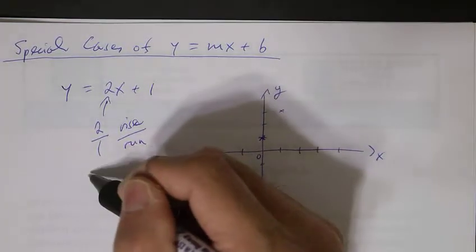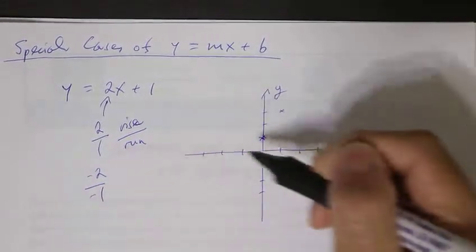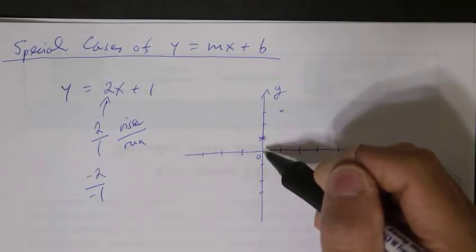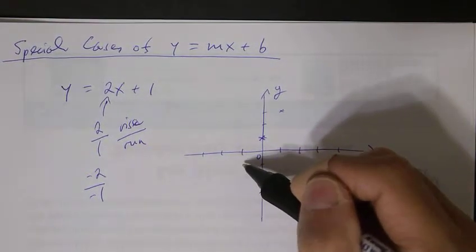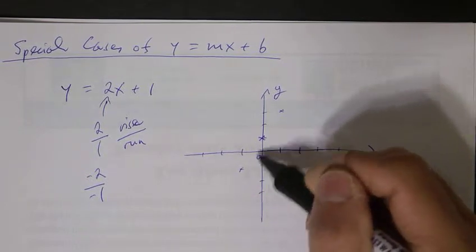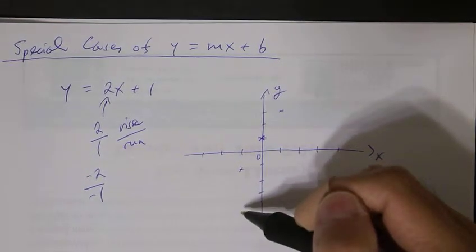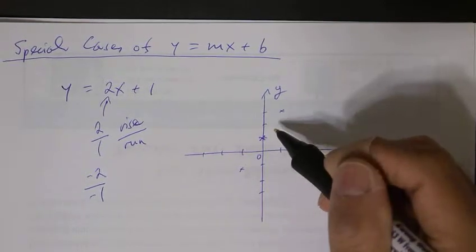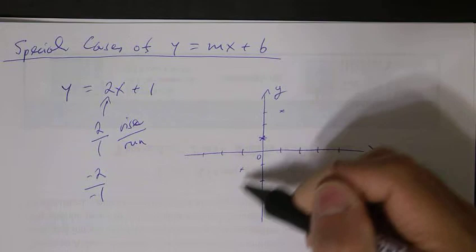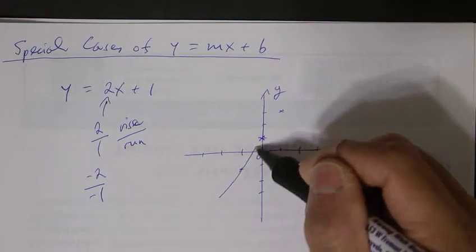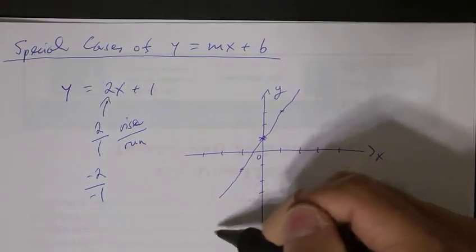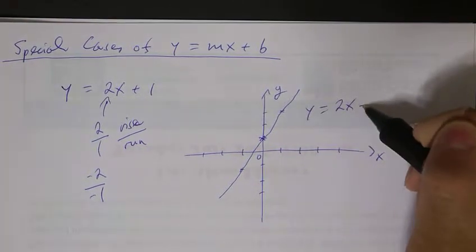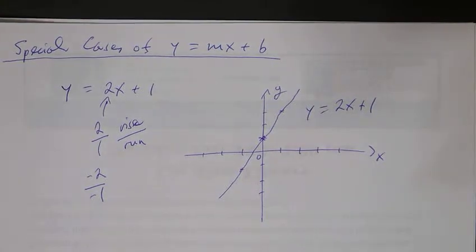And 2 over 1 is the same as -2 over -1. So you may go down from the y-intercept 1 here, you go down 1 unit, 2 units, and move to the left by 1. So now you have 3 points. You may keep going just to have a few more points, but 3 points are sufficient. So you simply connect all the dots. If you connect all the dots, like what I'm doing here, you have a rough sketch. And then you have a straight line. You may label y equal to 2x plus 1. So this is a simple example.